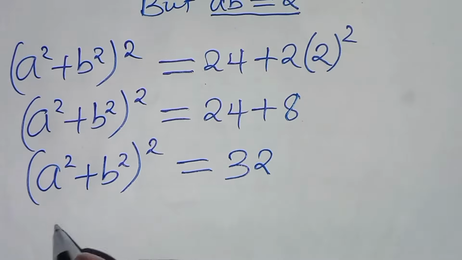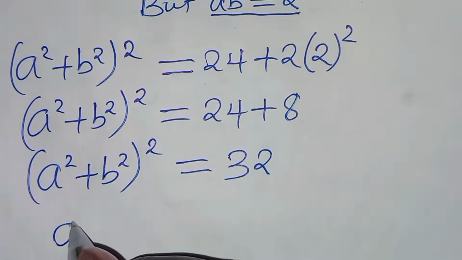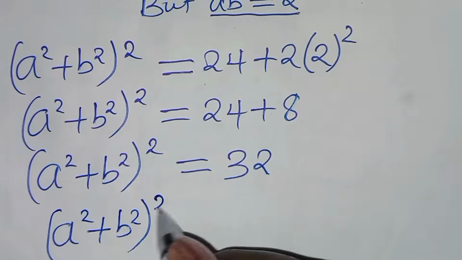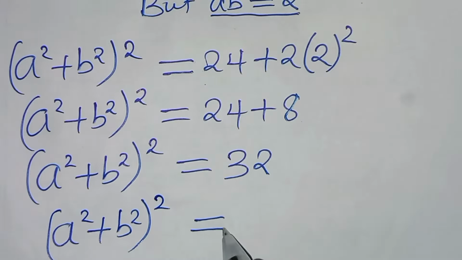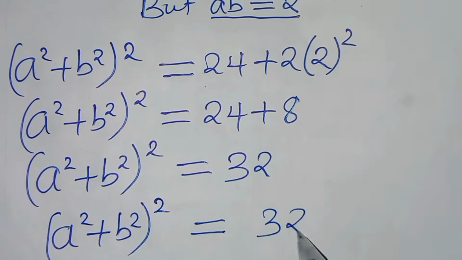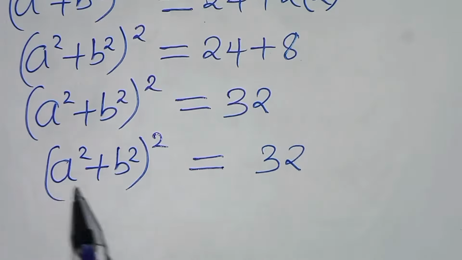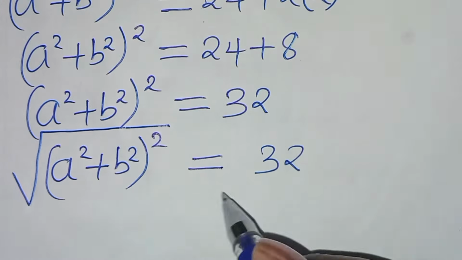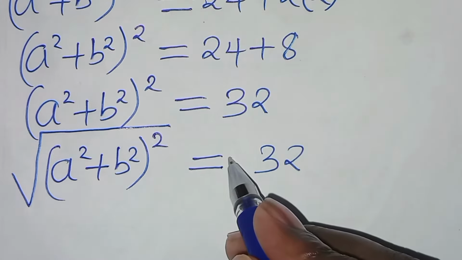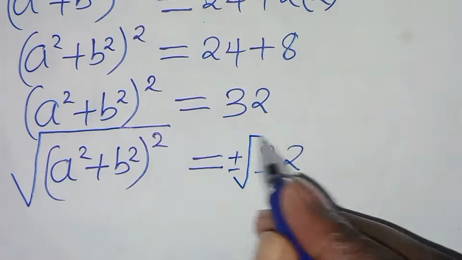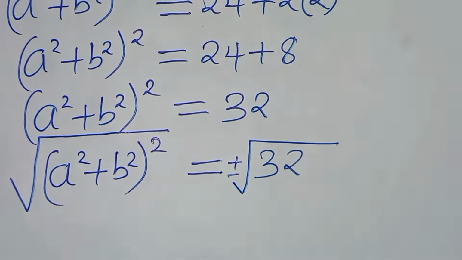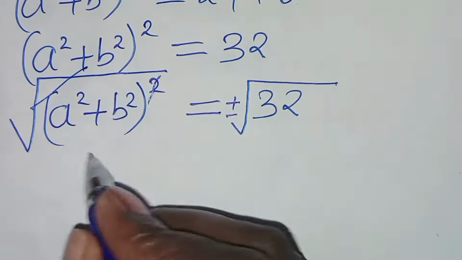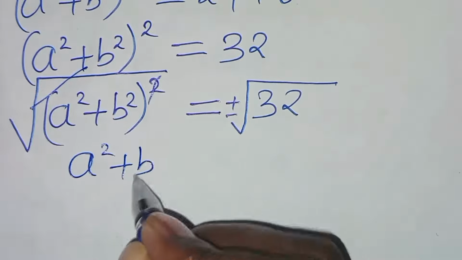Now, this implies that (a² + b²)² is equal to 32. To solve for a² + b², we just take the square root on both sides. So here we have plus or minus the square root of 32. So let's eliminate the square root sign here so that we have a² + b².